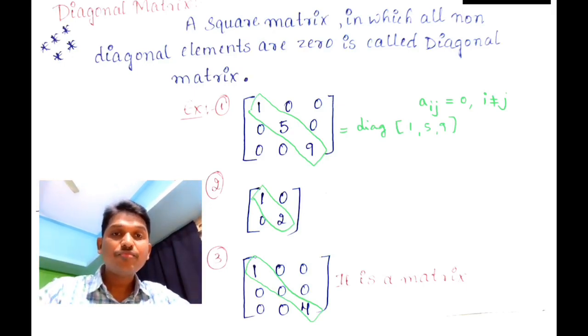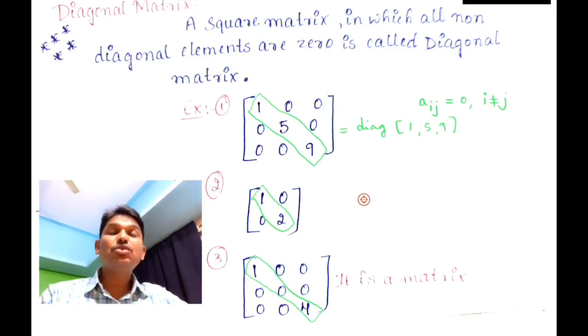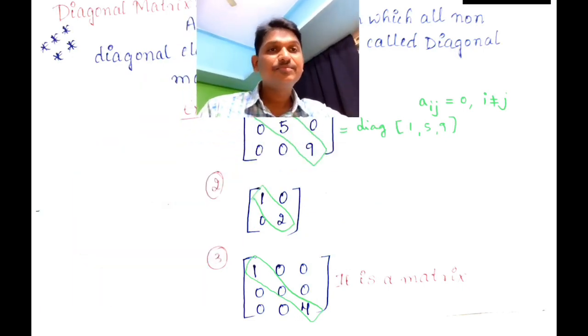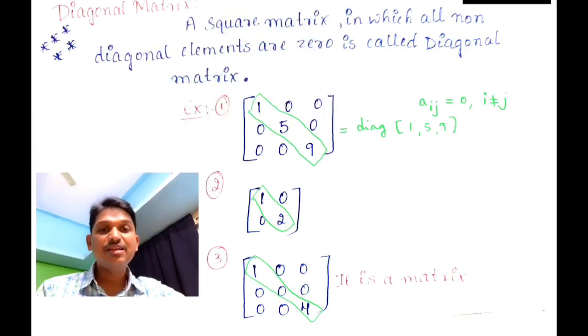Okay. Right. So we learned about diagonal matrix. Can you say what is diagonal matrix? Answer please. What is diagonal matrix? A square matrix in which all non-diagonal elements are 0 is called a diagonal matrix. That's good. Next we'll move to scalar matrix.